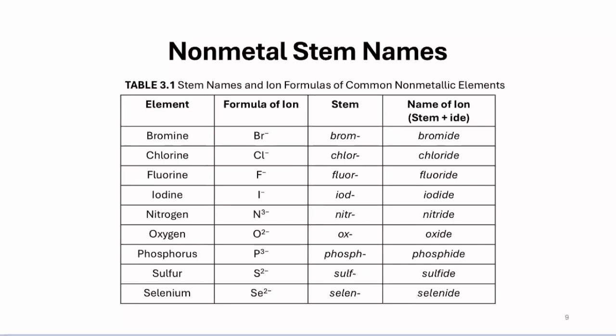In table 3.1, you have a summary for all the names for nonmetals. We can see that the most important part of this table is the last column, which is the name of the nonmetal anions that are going to be forming in our ionic compounds. My recommendation will be that you memorize this list.